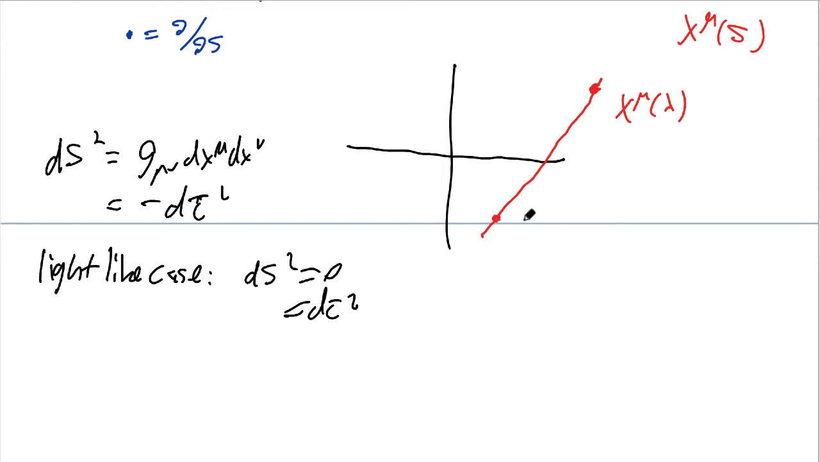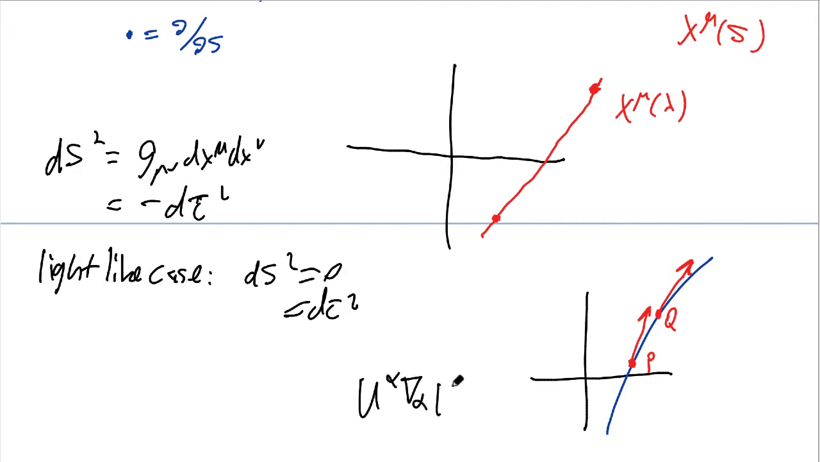And we can apply the same reasoning we did in the time-like case. For a time-like geodesic, if this is the velocity at one point, say P, and here's the velocity at a later event Q, for a geodesic, we demand that the vector parallel transported from Q back to P coincides with the vector that's already at P. That's the condition that U alpha del alpha U mu equals 0. Okay, so we can do the same thing here.